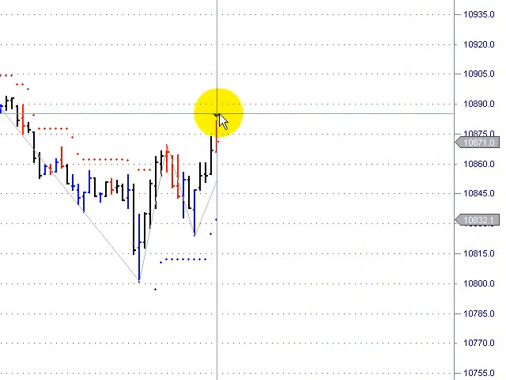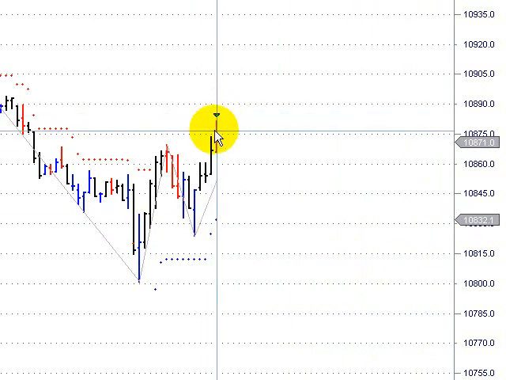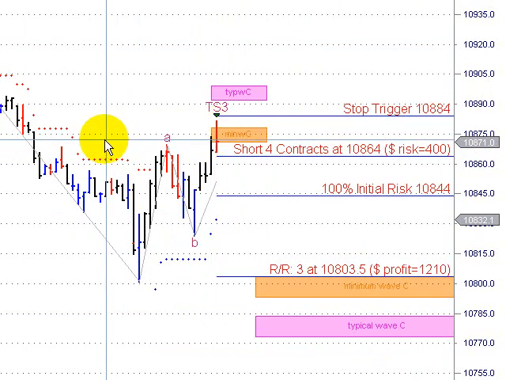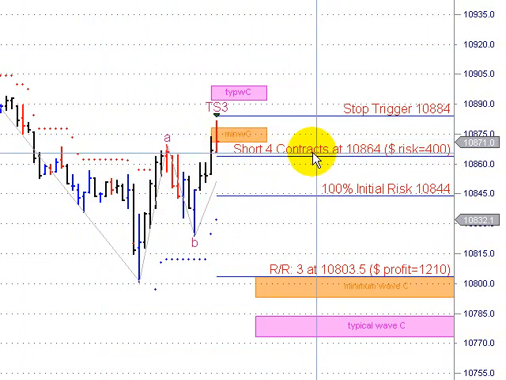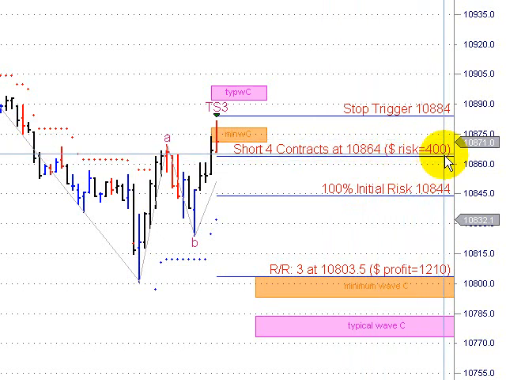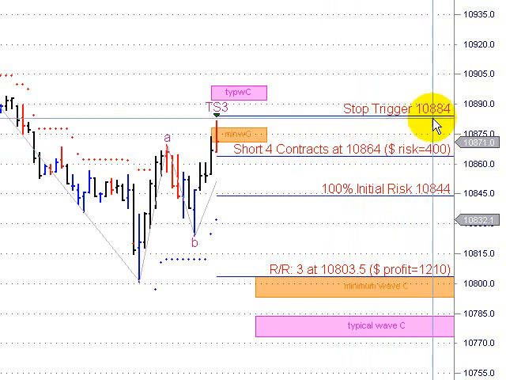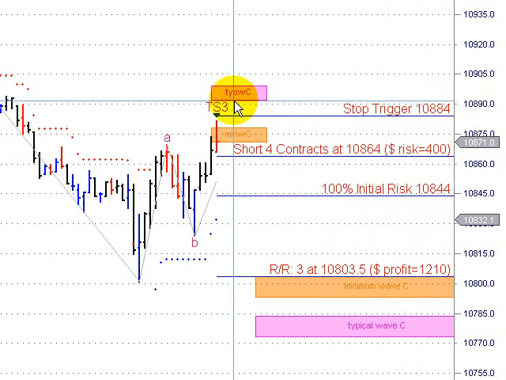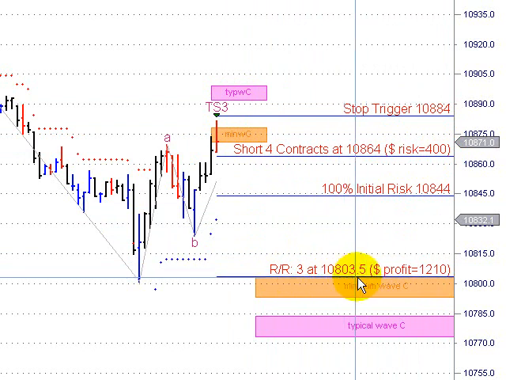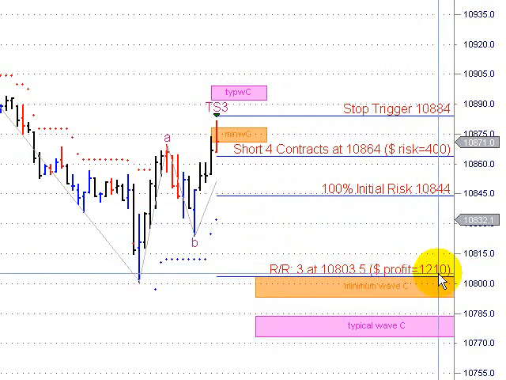Here we have a setup that we got alerted to, and I'll put the analysis on there again. Just one click, and it sets up our trade for us. It's telling us we can go short 4 contracts based on this account size at 10,864, risking $400. Our stop up here at 10,884, and a target down here of 3 to 1 risk reward, 10,803, basically 804. If we get there, $1,210.